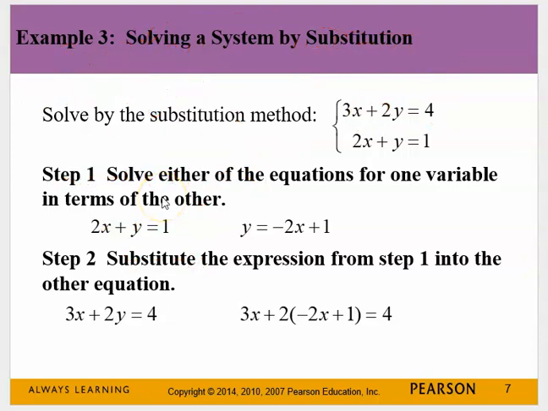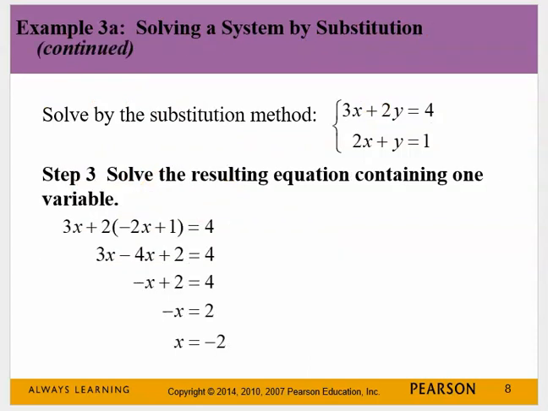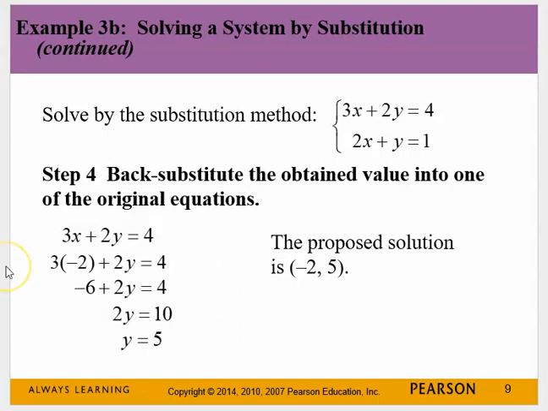So they've done what we've done, and they get that x is a negative 2, and we substituted that negative 2 into the other equation, and we get then our y value is 5. So there is the result of our first example through substitution.